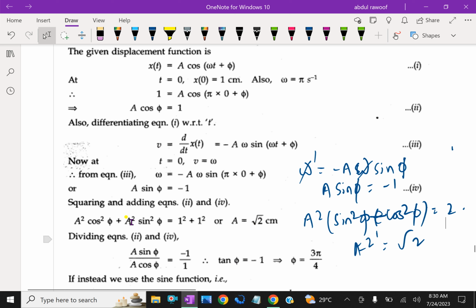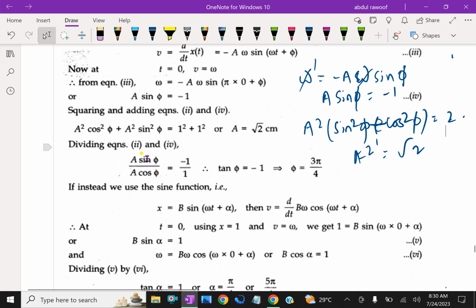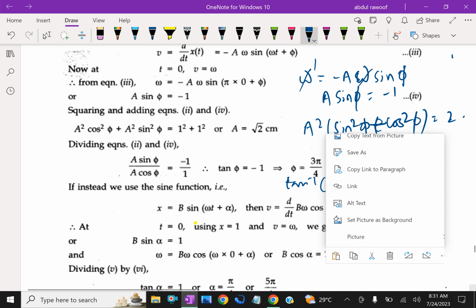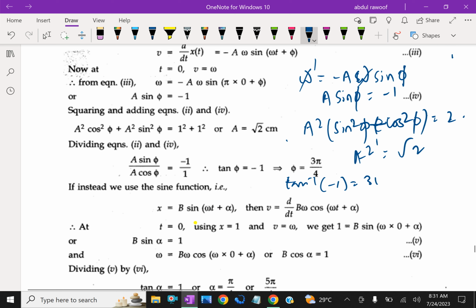Now dividing these two equations, A sin φ equal to minus 1 and A cos φ equal to 1. Here A cancels, therefore sin by cos is tan φ equal to minus 1, therefore φ equals tan inverse of minus 1, equal to 3π by 4. Therefore the phase angle is 3π by 4. We got it.